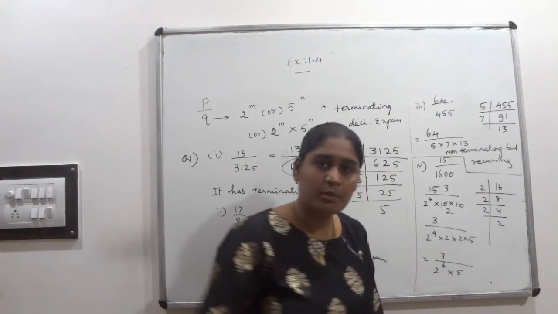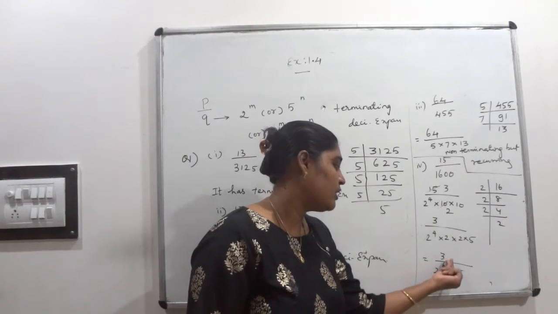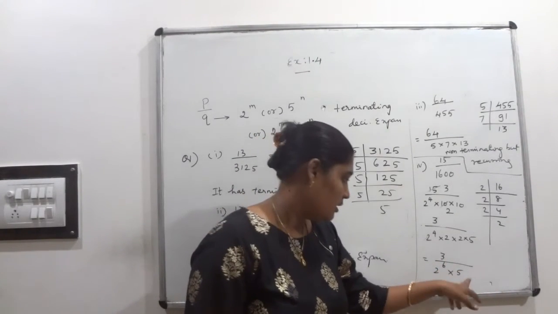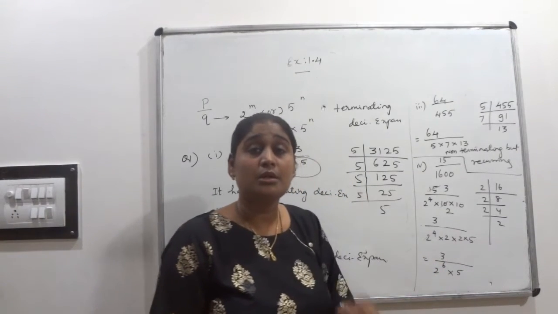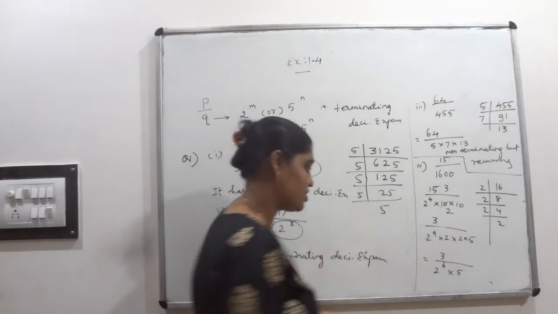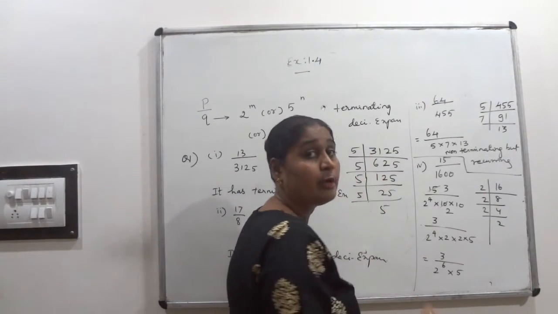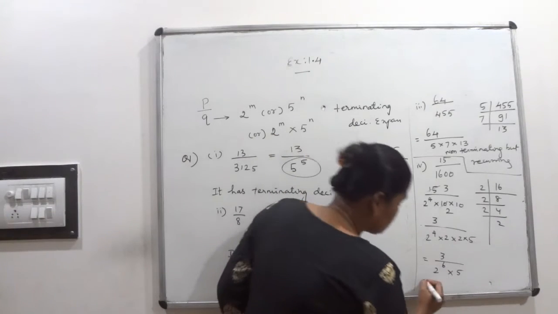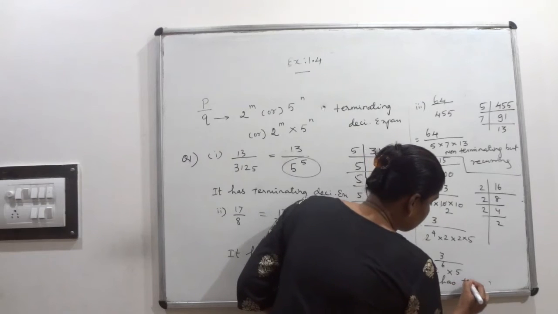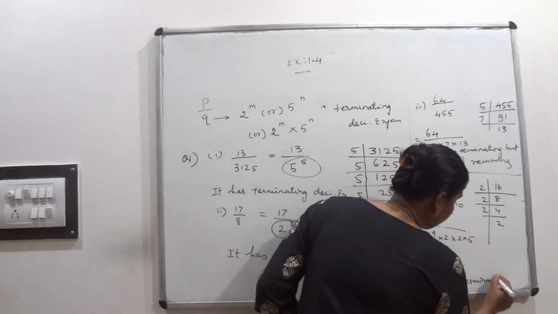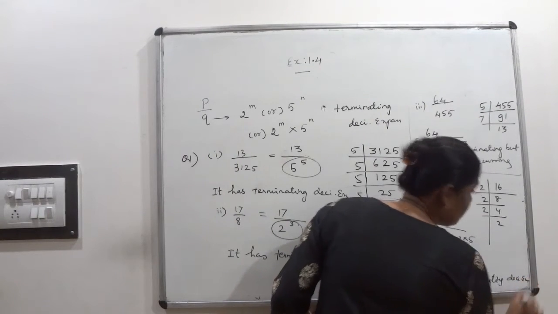Now you check the denominators. Yes, it is in the form of 2 power m into 5 power n. Is there any other factors? No. That's why we can write it, this is terminating decimal expansion. See, why? It is in the form of 2 power m into 5 power n in the denominator. So we can write it as terminating decimal expansion. Okay.